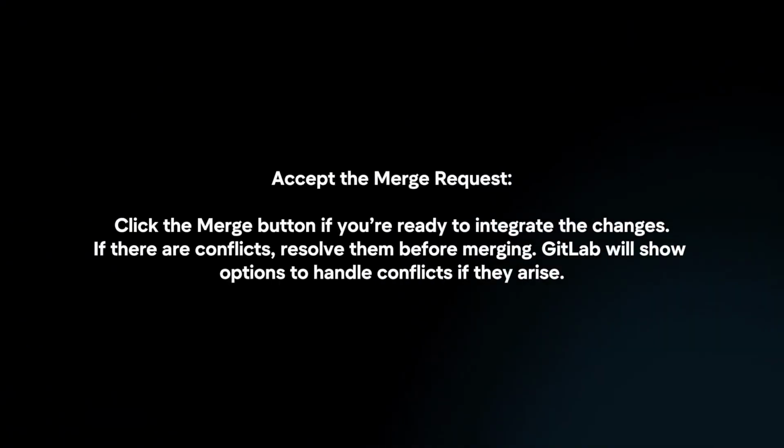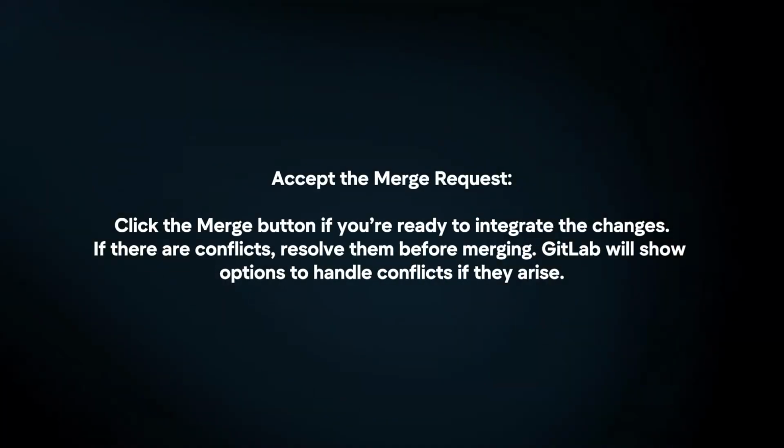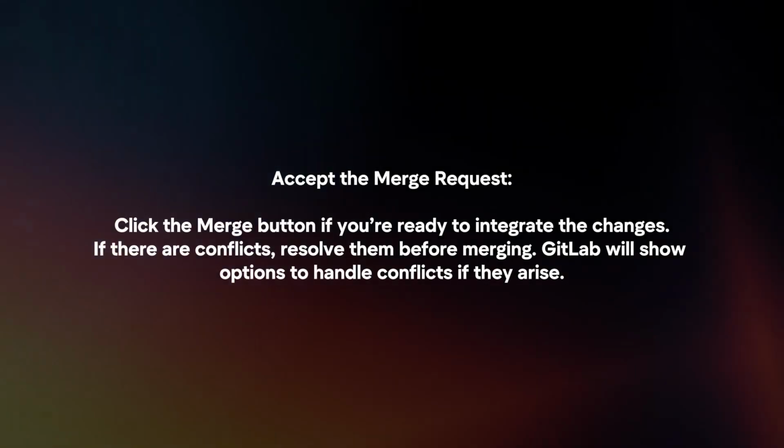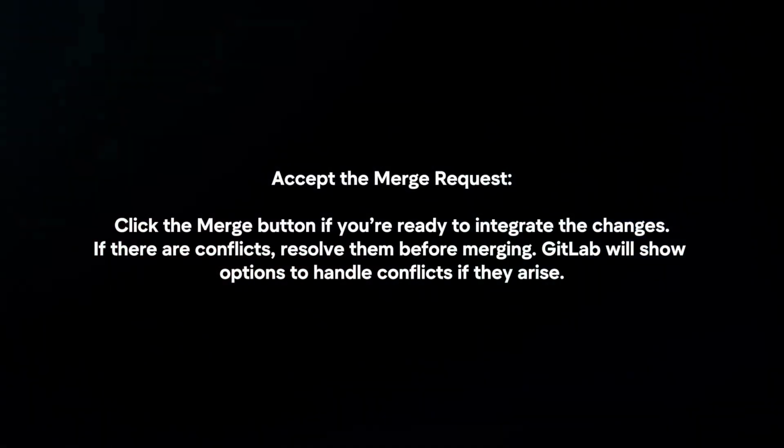Accept the merge request. Click the merge button if you're ready to integrate the changes. If there are conflicts, resolve them before merging. GitLab will show options to handle conflicts if they arise.